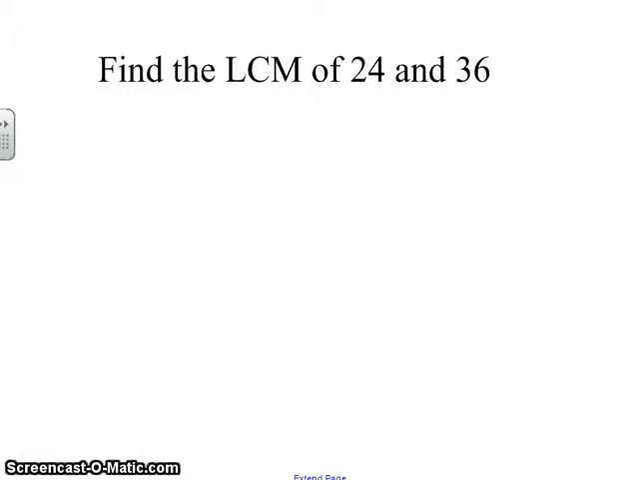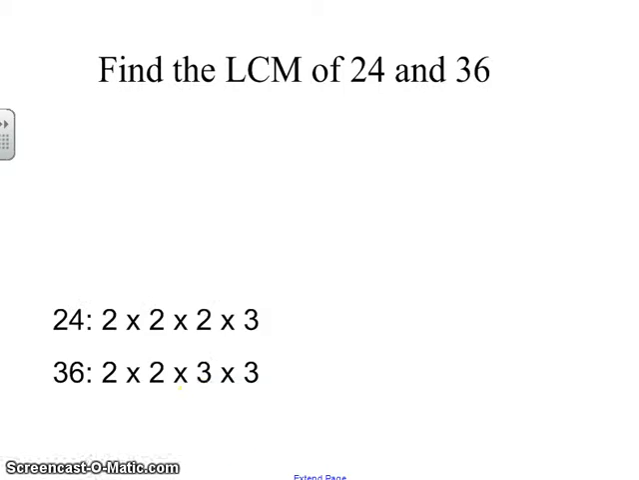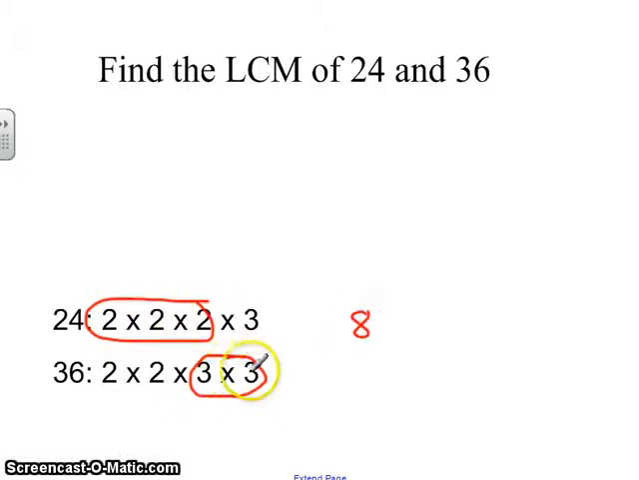Try this one on your own. Find the LCM of 24 and 36. Press pause and work out the problem, and when you're ready, press play to get the answer. So here's the prime factorization. I'm going to select all of these 2's, and I'm going to select all of these 3's. So I know that 2 to the third power is 8, and I know that 3 times 3 is 9. Therefore, my LCM is 72.